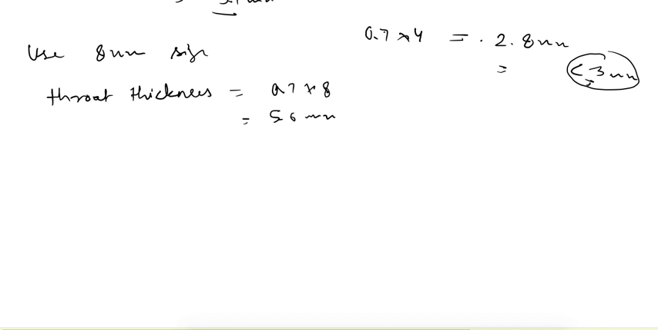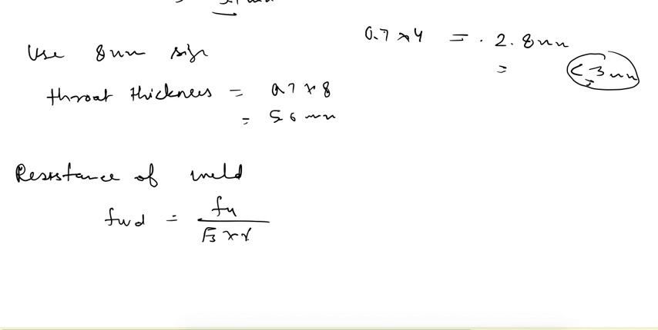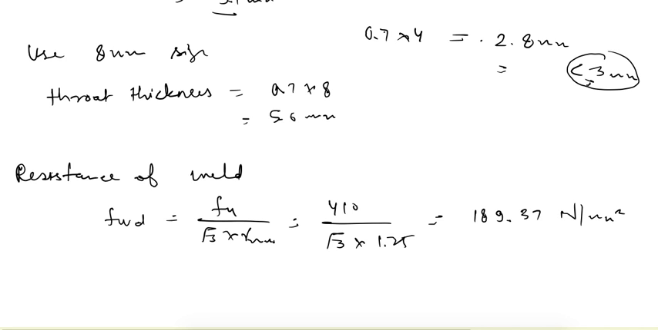Now what is the design stress, or we can say the resistance of the weld, FWD? It is given as Fu by root 3 into gamma mw. Let's say we have used the shop weld and the plate strength is 410, so that is 410 divided by root 3 into 1.25, and this value is 189.37 Newton per mm square.